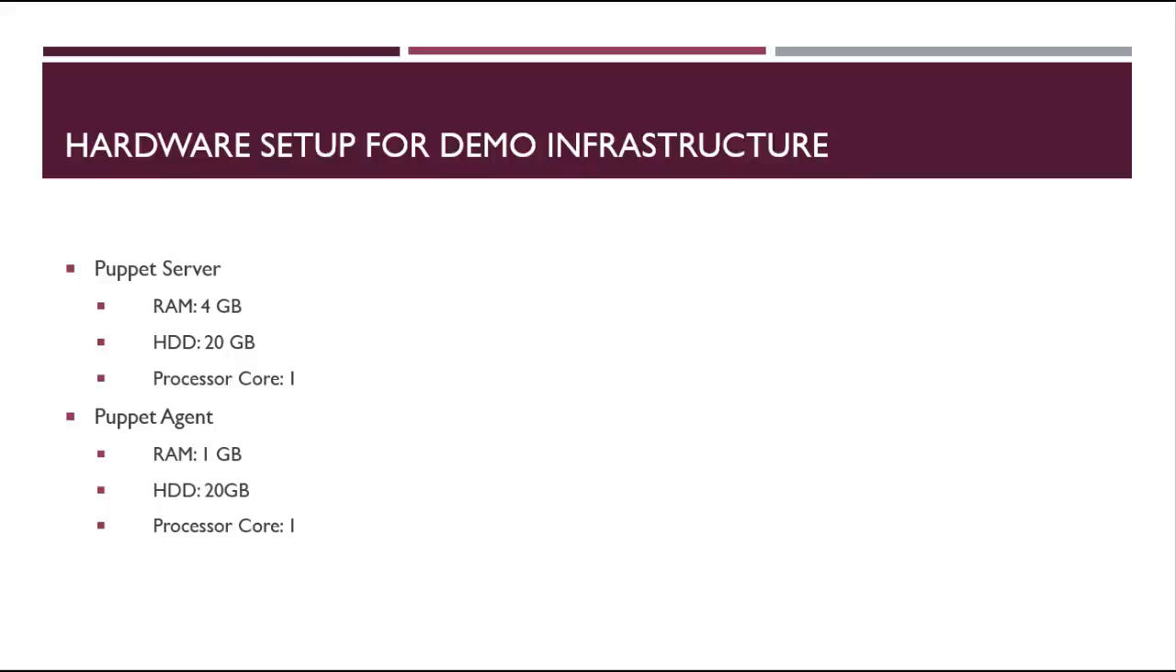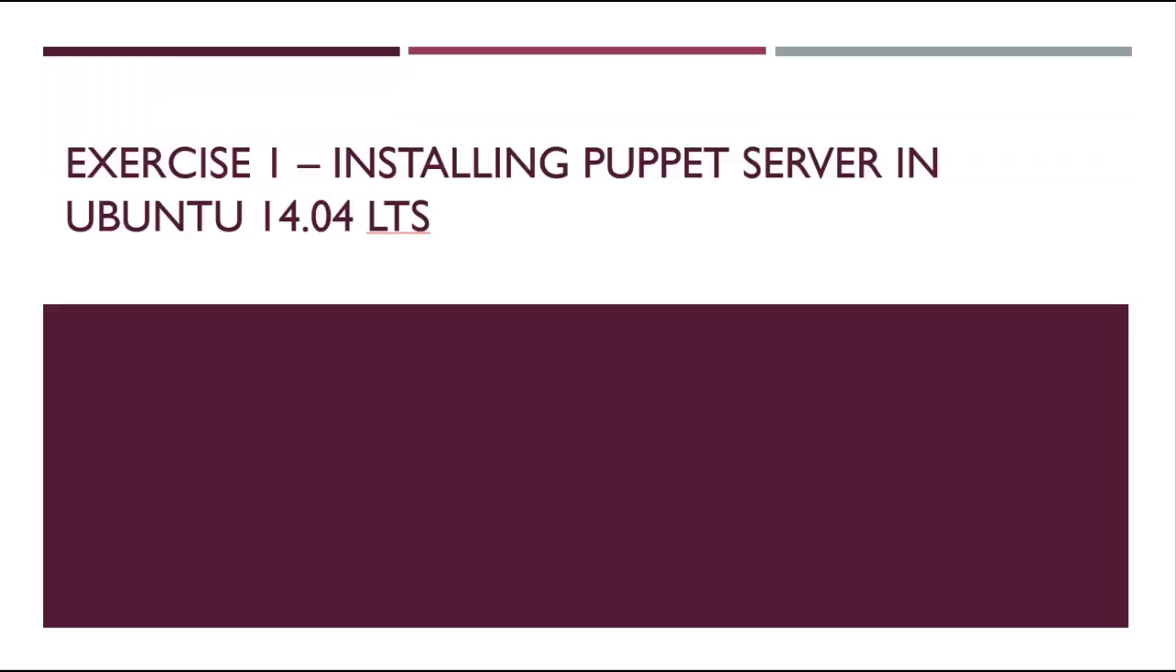I'll be doing this entire setup in VMware Workstation, so you all can also do it. You need to have your base system with minimum 8 to 16 GB RAM, and a processor as maybe Core i3. So let's go ahead and start our hands-on. Let's first install Puppet server.